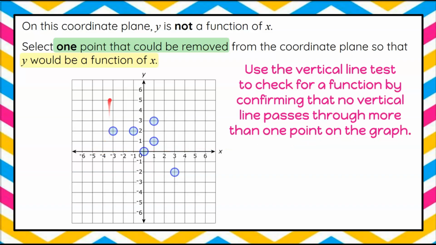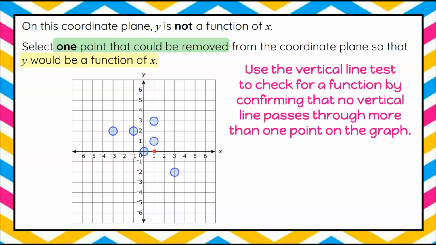So if I check and I put a vertical line right here through -3, I only intersect one point. So removing that would not make this a function. Let's look at the next one. We're going to go through -1, only passing through one point. That wouldn't help. And we're going to go over here, which is our y-axis. Again, we're just intersecting one point, so again would not help.